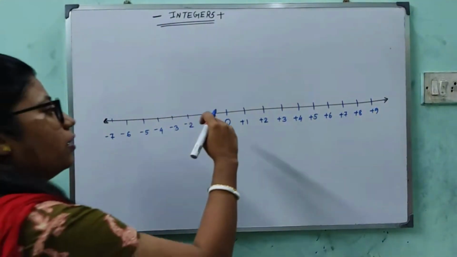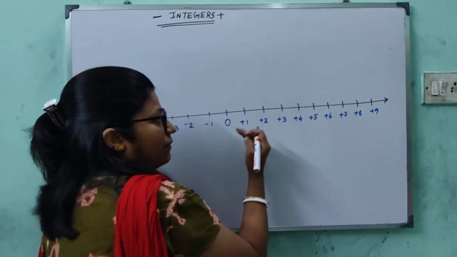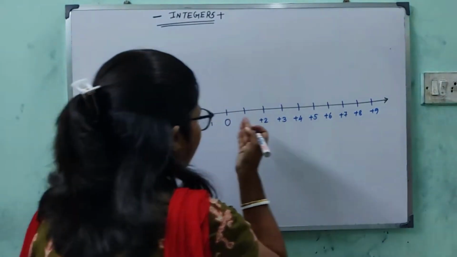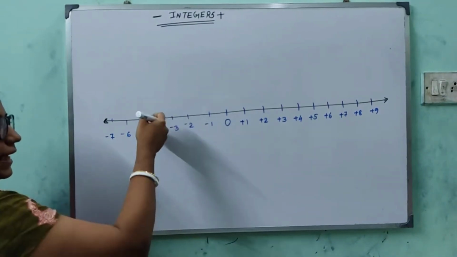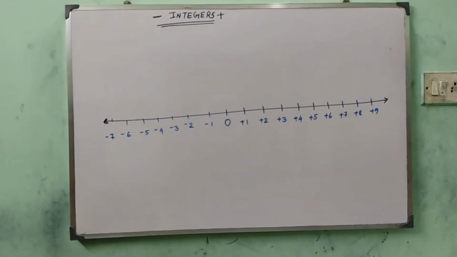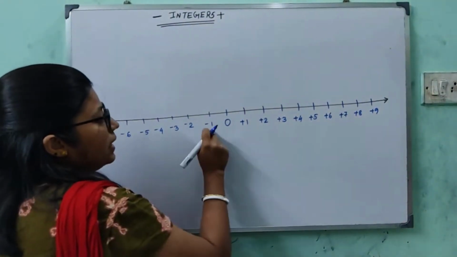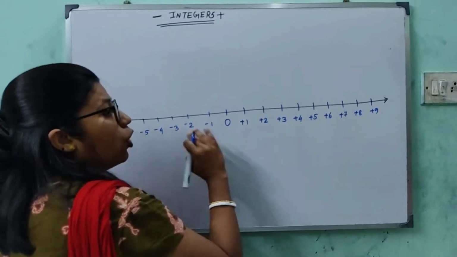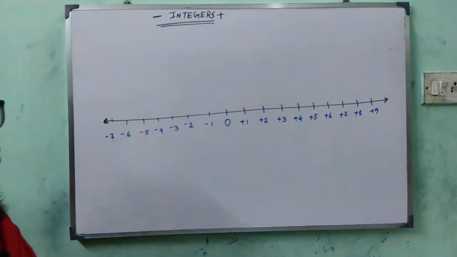So from 0, if I take right hand side steps, they will represent the positive numbers. If I go to the left hand side, the number of steps that I take will be representing my negative numbers. So each of these positive and negative numbers, plus 1, minus 1, they are the opposites of each other. Plus 2, minus 2, plus 3, minus 3. So they are each other's opposites. I hope this much was clear. Okay.